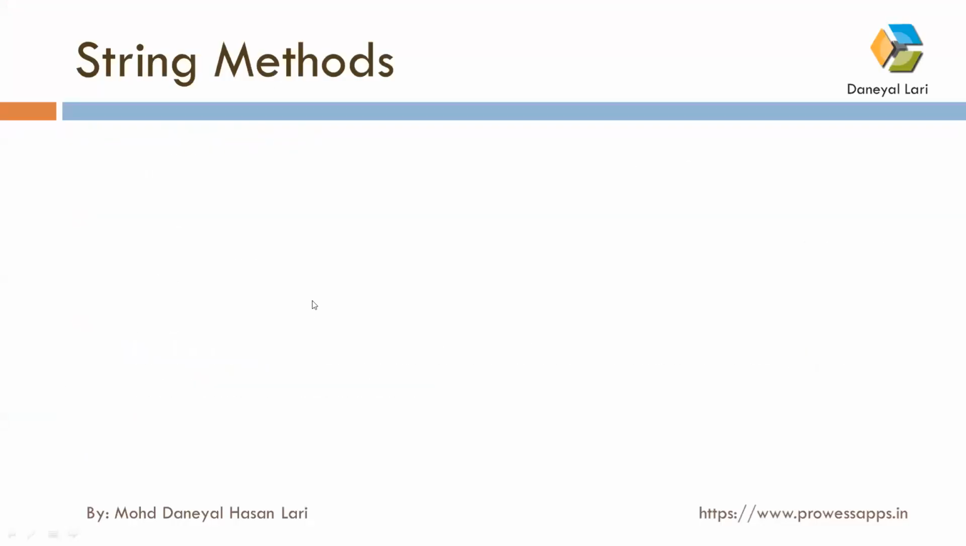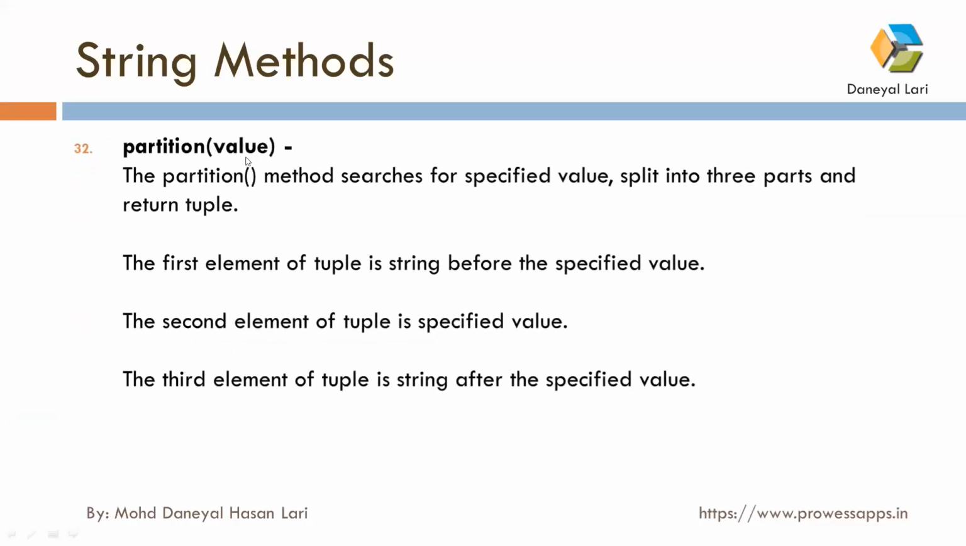The next method is called partition. This method is also very important. Partition always returns a tuple, just remember this one. The partition method searches for the specified value that you specify here and splits the string into 3 parts, and it returns them as a tuple. The first element of the tuple will be the part before the specified value, the second will be the specified value, and the third will be the part after the specified value in your string.